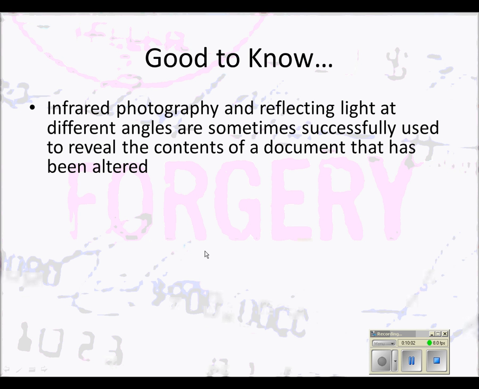Things that are good to know. Infrared photography and reflecting light at different angles are sometimes successful to reveal document content that has been altered because it'll look a little different. So you hold the light and the paper at different angles, and try to see that.